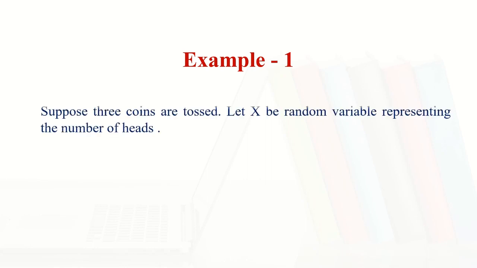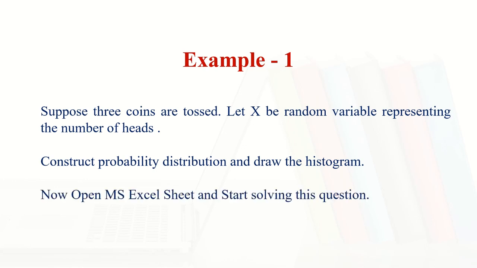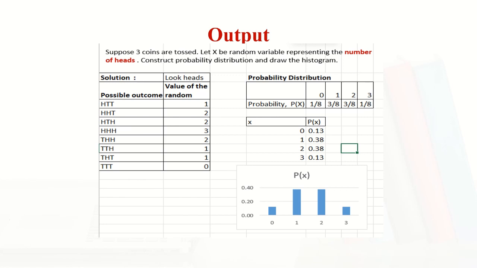Now I'm just going to explain this with one example. This example will show that we can assume that three coins are tossed, and let X be a random variable representing the number of heads. Now we will construct the probability distribution and draw the histogram. In this case, I will be using Microsoft Excel to make it available and visible to you. Okay, so this will be the outcome or output of that example.